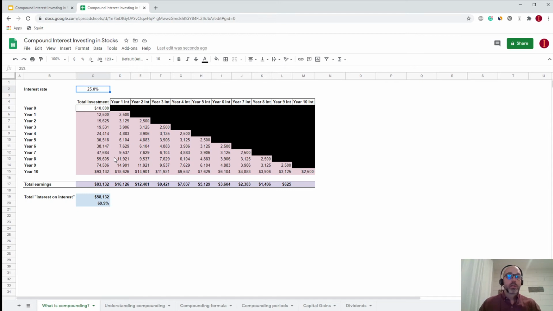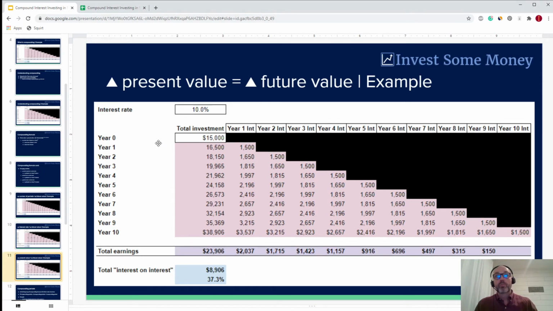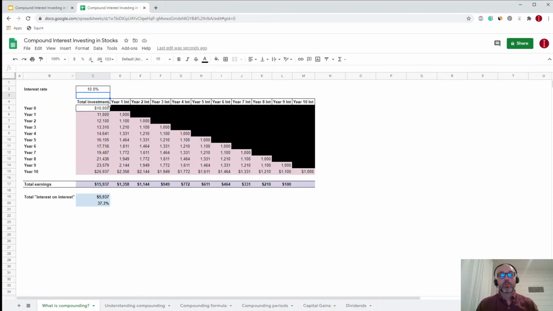Okay, let's change that back to 10. And look at our final variable, present value. Greater present value, greater future value. The more you invest now, of course, the more it's going to be worth in the future. Again, very intuitive. What's that change look like? So 15,000. Now notice one thing of interest, our percentage of interest on interest is 37.3 in both cases. That doesn't change. The amount changes, but the percentage of total earnings that interest on interest represents stays the same. It's because this interest rate stayed the same.